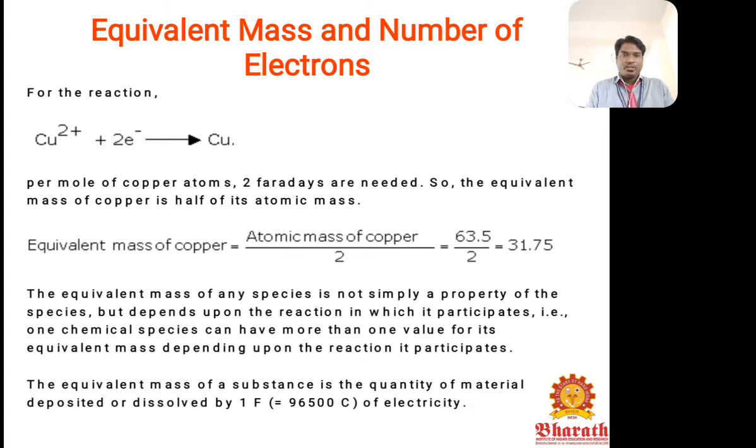The equivalent mass of any species is not simply a property of the species, but depends upon the reaction in which it participates. For example, one chemical species can have more than one value of its equivalent mass depending upon the reaction it participates in. The equivalent mass of a substance is the quantity of material deposited or dissolved by 1 farad of electricity.